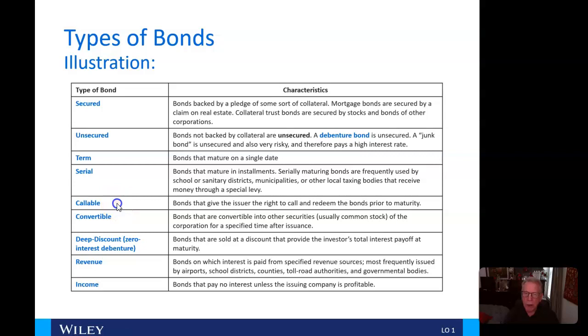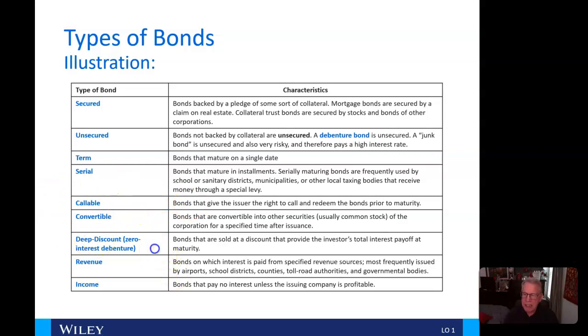A callable bond is a bond that gives the issuer the right to call and redeem the bonds before they mature. That's a type of bond that benefits the corporation, not the investor. A convertible bond, on the other hand, can be converted into other securities, usually common stock, of the corporation for a specified time after issuance. And that's a nice type of bond that benefits the investor.